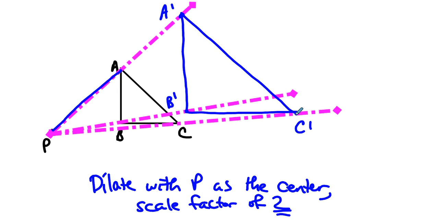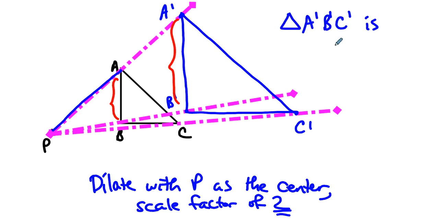Now, what effect does that have? Well, the effect that that has is that whatever this length is, its corresponding length is twice as big. But you'll notice that the angles all remain the same from the little figure to the big figure, from the pre-image to the image. In fact, triangle A prime, B prime, C prime is similar to triangle ABC. And the ratio of the side lengths is this number 2.